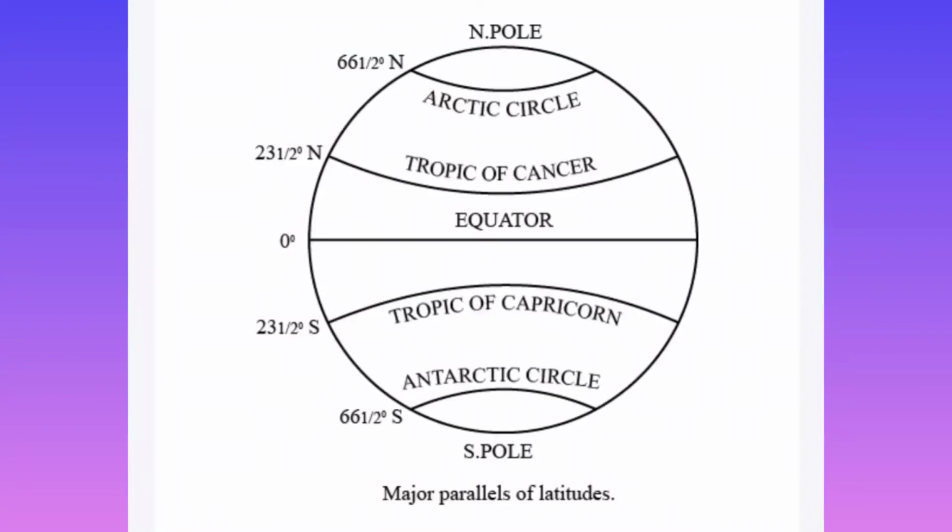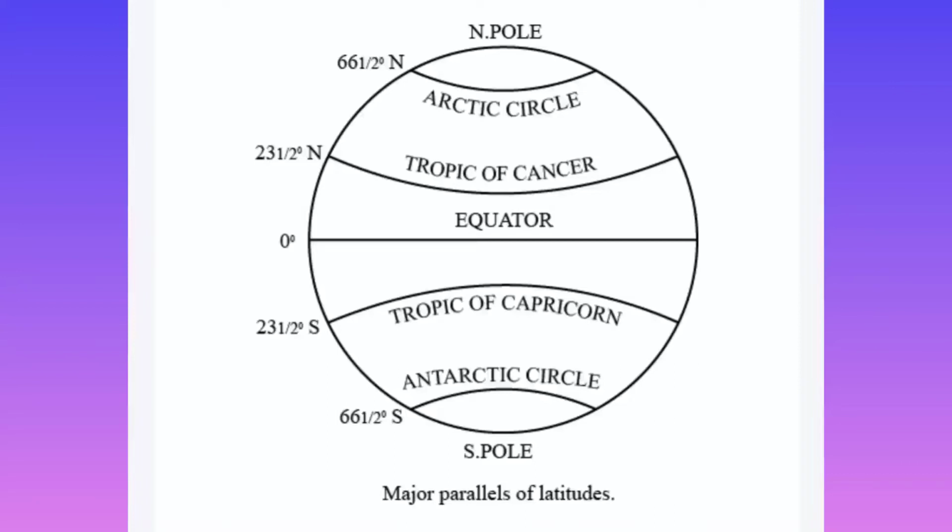Important parallels. The equator acts as a very important reference line. There are other parallels which are important because they help to divide the Earth into different zones. The Tropic of Cancer is the parallel 23.5 degrees north of the equator. It means that the latitude of all places on this parallel is 23.5 degrees north. The Tropic of Capricorn lies to the south of the equator at an angular distance of 23.5 degrees south from it.